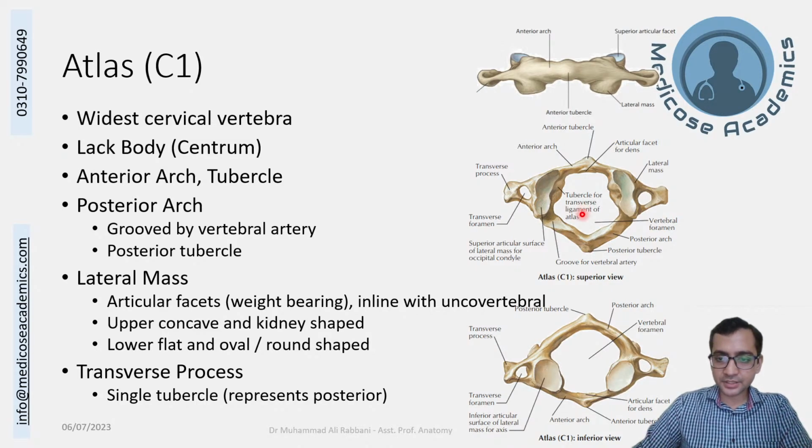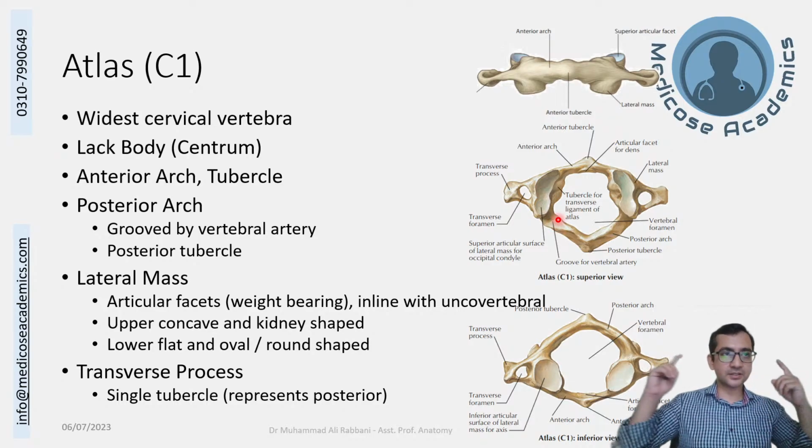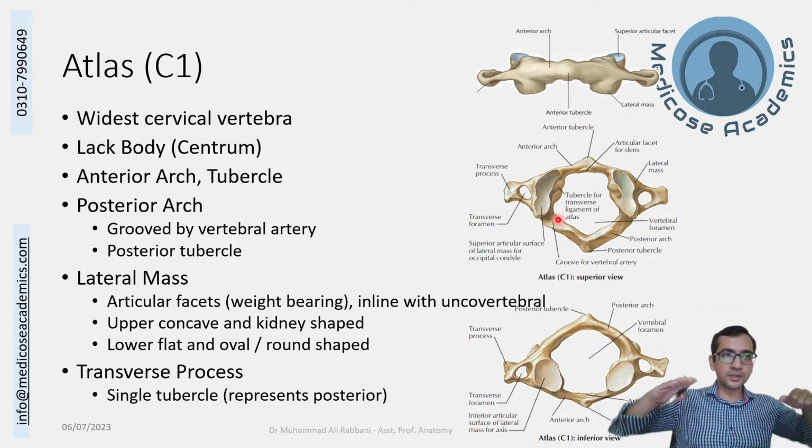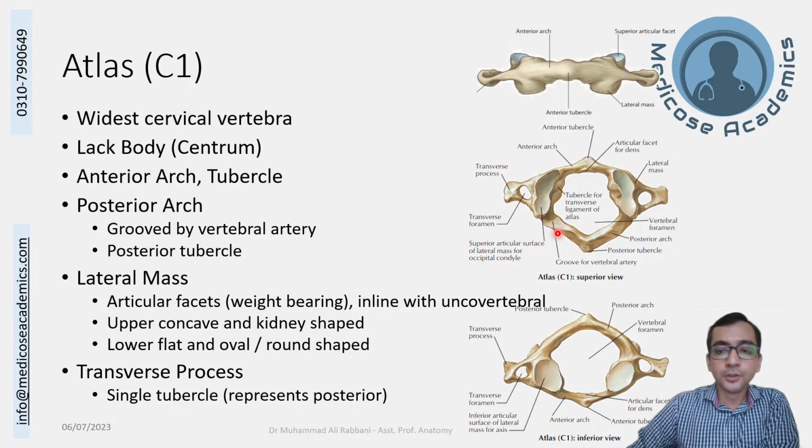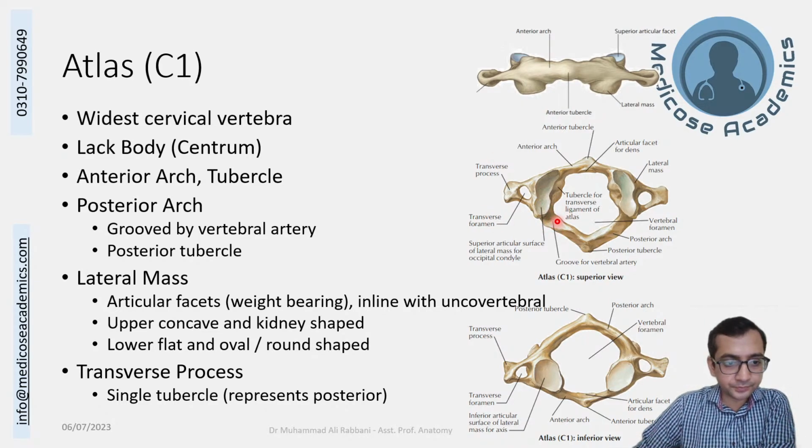I did not mention that on top of the posterior arch there is a flattening. Actually, the vertebral artery, as it was moving over the posterior arch into the vertebral canal to go into the foramen magnum, was passing right here. So there is a groove for the vertebral artery. There is a lateral mass on the superior aspect. There is a facet.